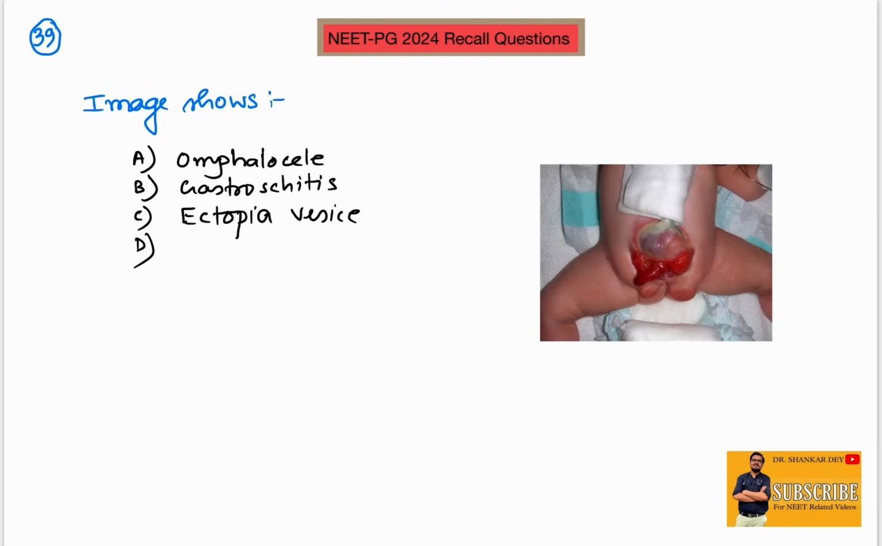Question number 39. This image shows a clear-cut question. This is the umbilicus with umbilical cord, but here the bladder mucosa is visible. So this is bladder exstrophy, also known as ectopia vesicae. This is not omphalocele or gastroschisis. So this is ectopia vesicae or bladder exstrophy.